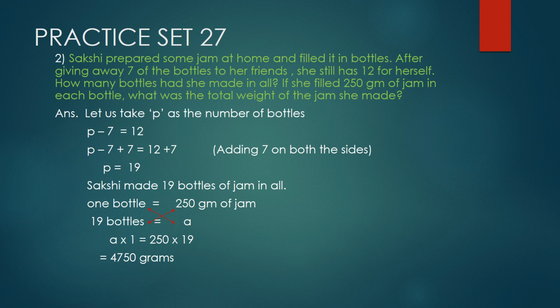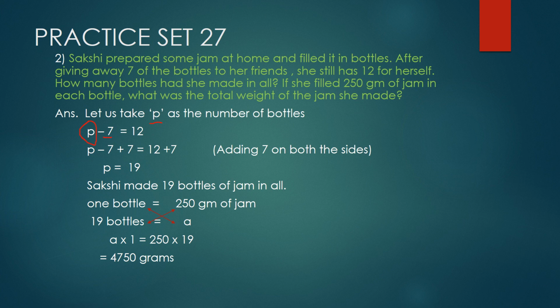If she filled 250 grams of jam in each bottle, that is in each one bottle, what was the total weight of the jam she made? So we don't know how much jam she has made. So initially first we have to check how many bottles she had. That is not mentioned, so we'll take it as P. Any letter as we had discussed earlier, we can take A to Z any letter. Here I have been taking it as P. So P is the number of bottles she must be having. We had assumed. Okay, suppose.